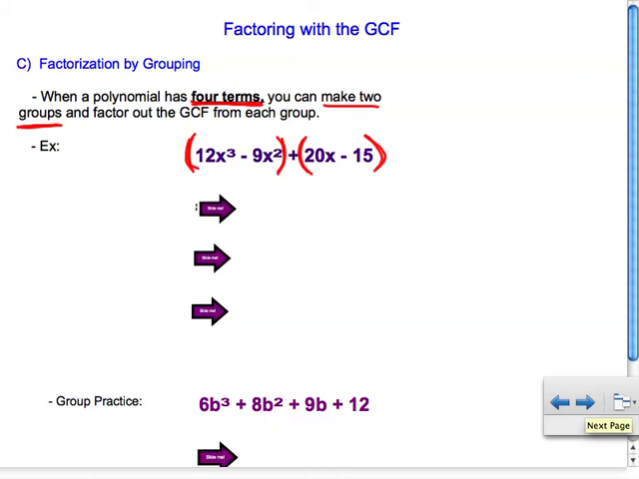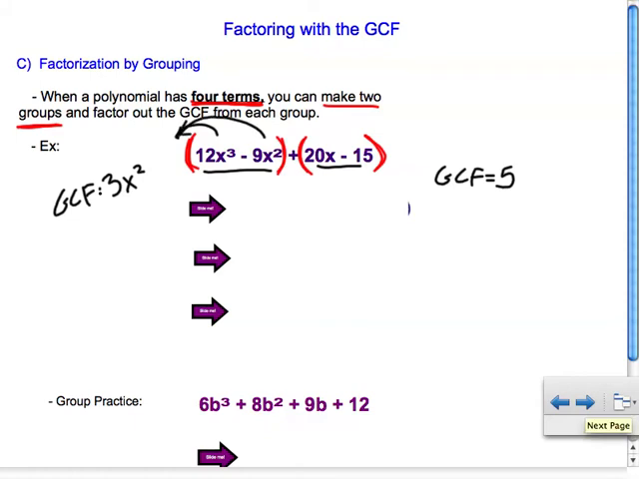Let me show you. So this first one here, if I look for the GCF of these, hopefully we're starting to see it a little bit quicker. Our GCF would be 3x to the second power, because they both have at least x squared. And then for this one, our GCF would be 5, they both have a factor of 5. Okay, so watch what happens when I take 3x to the second out of here, and I take 5 out of both of those.